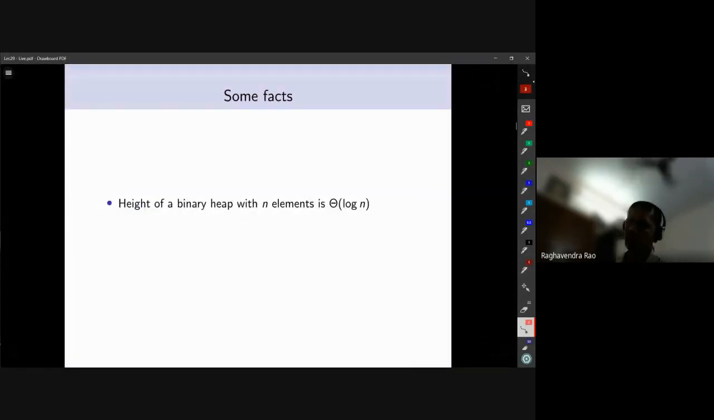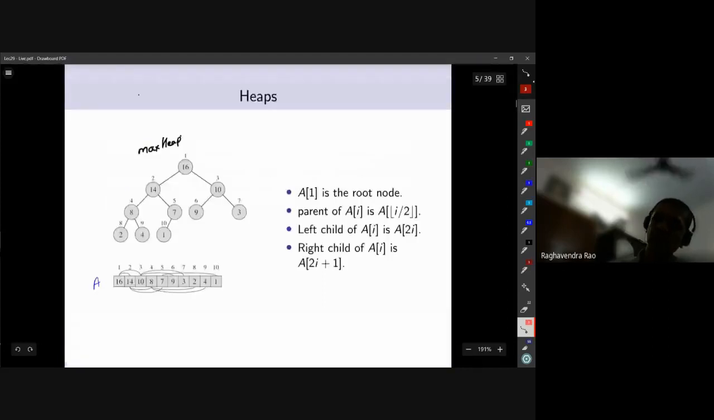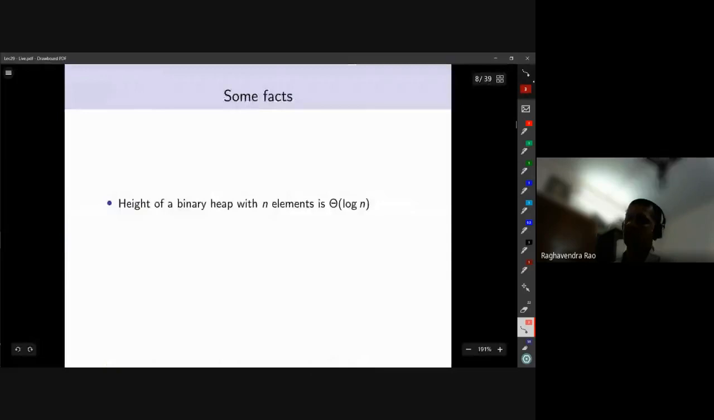So one thing is, if you consider a binary heap with n elements, and when I say n elements, not just n leaves, but including the internal nodes, so each is considered as an element. The height of a heap is theta log n, the way it is defined. Okay, it's an almost complete binary tree.